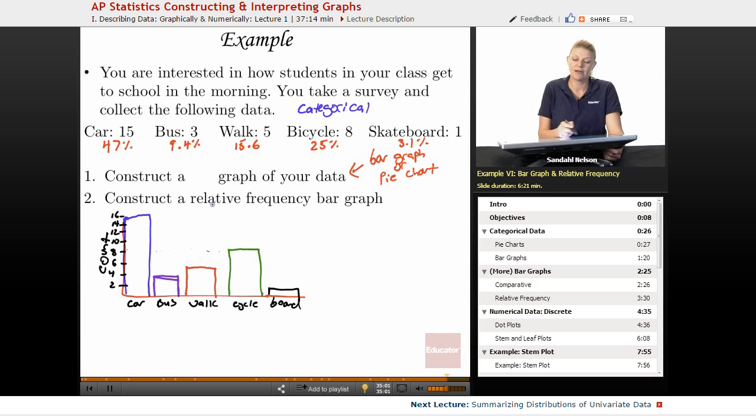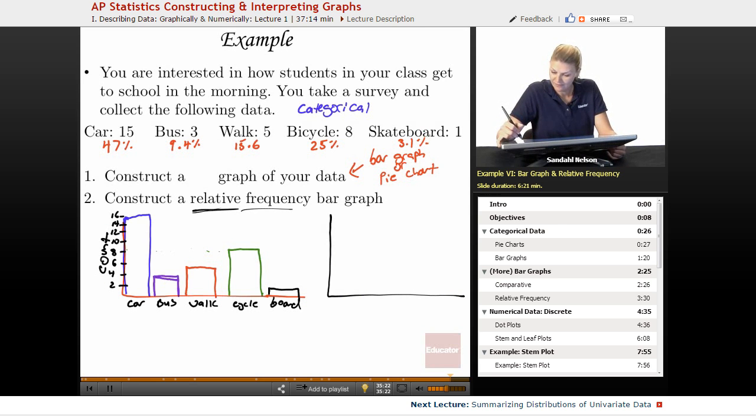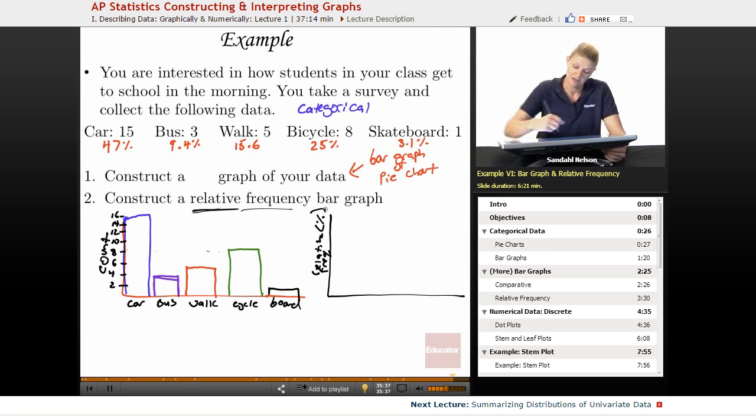Now, if we were to construct a relative frequency bar graph, it's going to be a little bit different. Remember, relative frequency, we want to know the frequency relative to everyone else. So that's where we're actually going to graph the percents. It's going to look very similar, and the only thing that really changes is that now we're putting the percent over here rather than the count. So we'll say relative frequency, and make sure that you're putting a percent sign, which shows that you're doing it as a percent and not as, say, a decimal. Okay, I'm just going to put car, bus, walk, cycle, board.